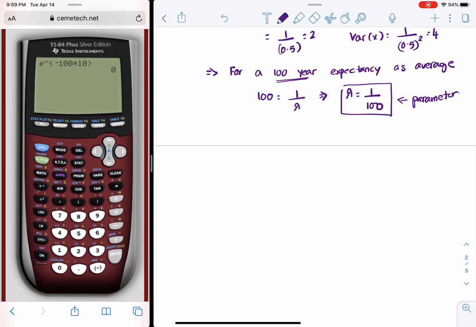So if I change the question and said, what are the chances that I have a battery that has an average of 100 years life expectancy? So I would have 1 over 100 multiplied by 10, because I'm trying to find the probability that the battery would last for more than 10 years. And it's a 90% probability.